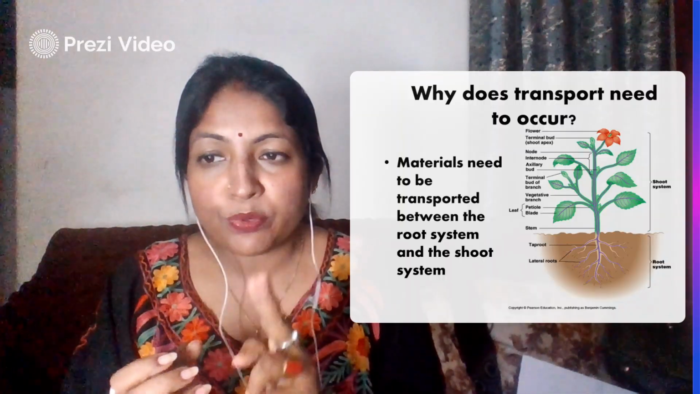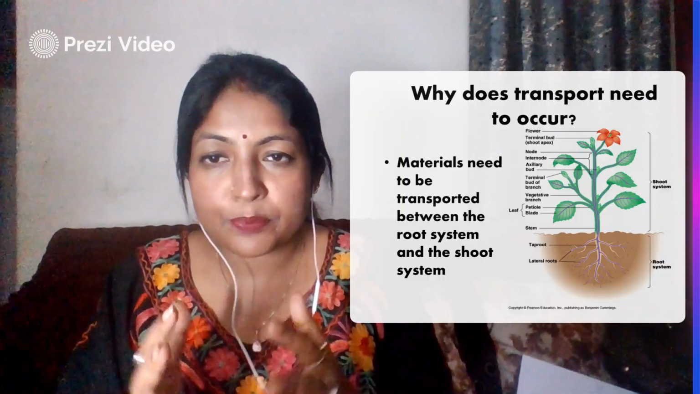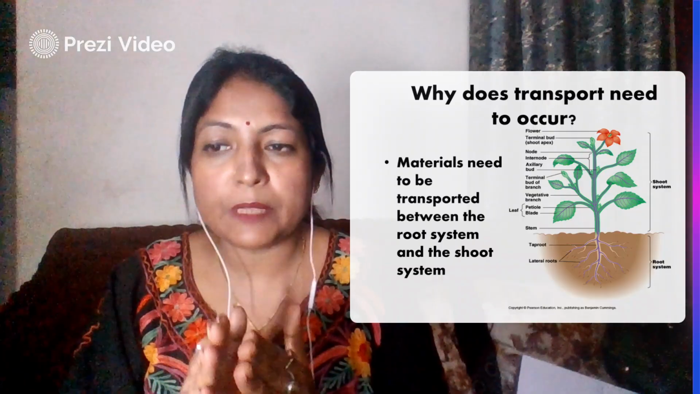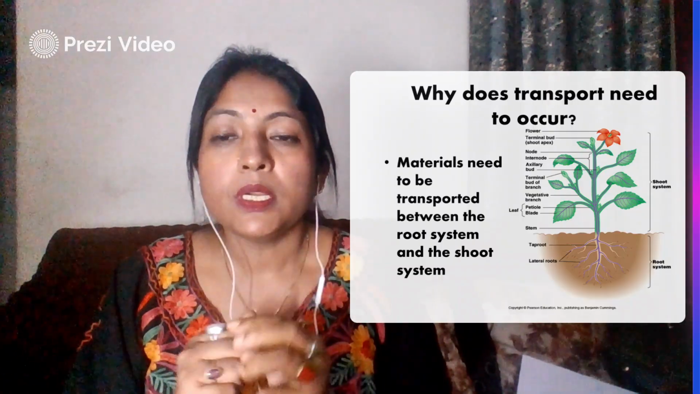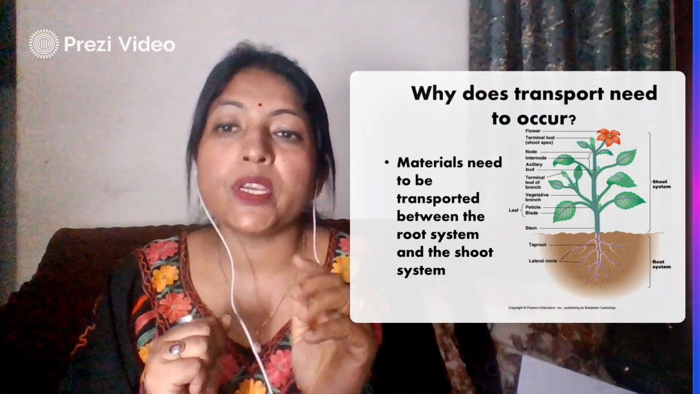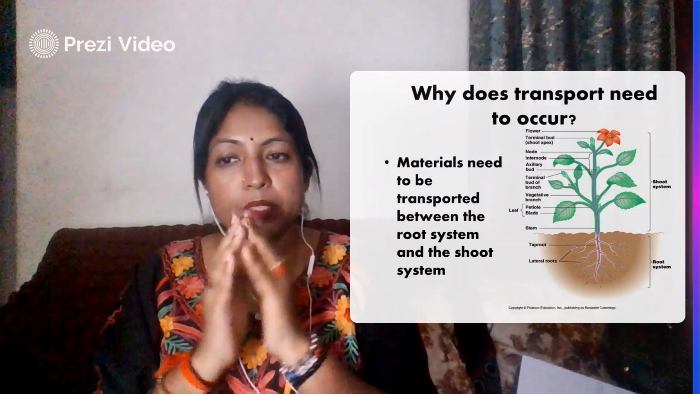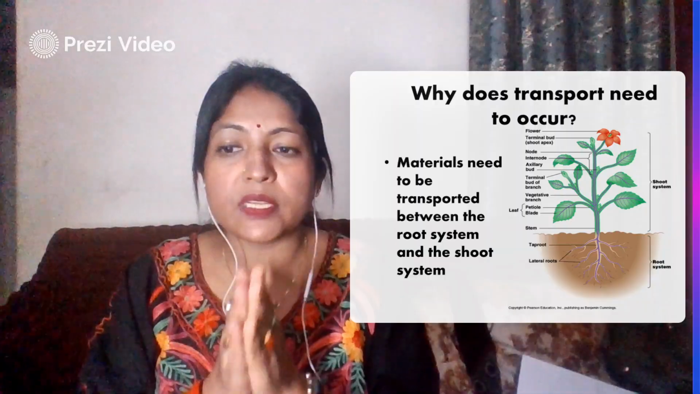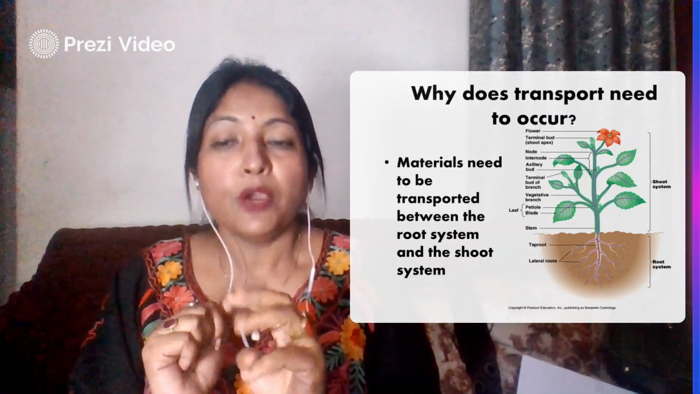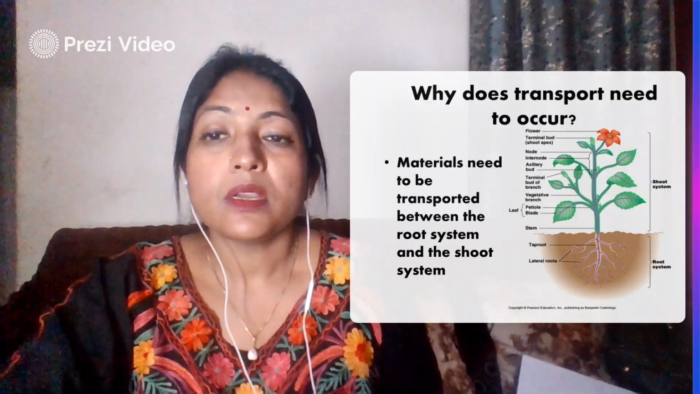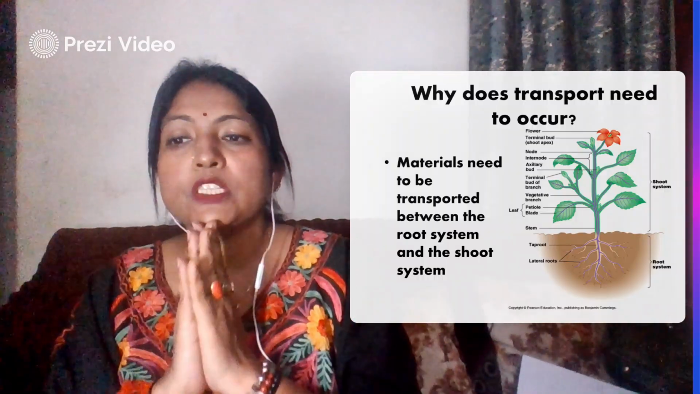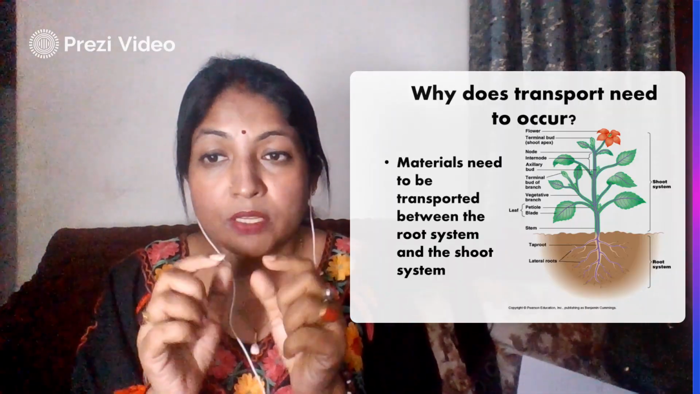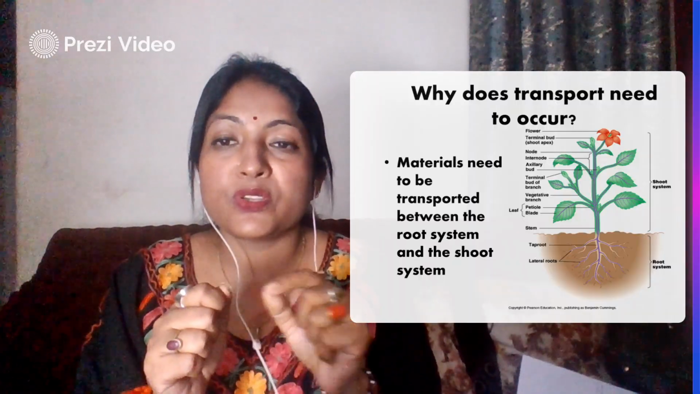Second is to distribute nutrient. Minerals that are absorbed by roots must be delivered to growing parts like shoots, leaves and flowers. Third one, to move sugar for energy and growth. Sugars made in the leaves need to reach non-photosynthetic parts like root, fruits and seeds for growth and storage. Fourth one is to maintain structure, like water transport helps keep plant cells turgid and supporting the plant structurally.